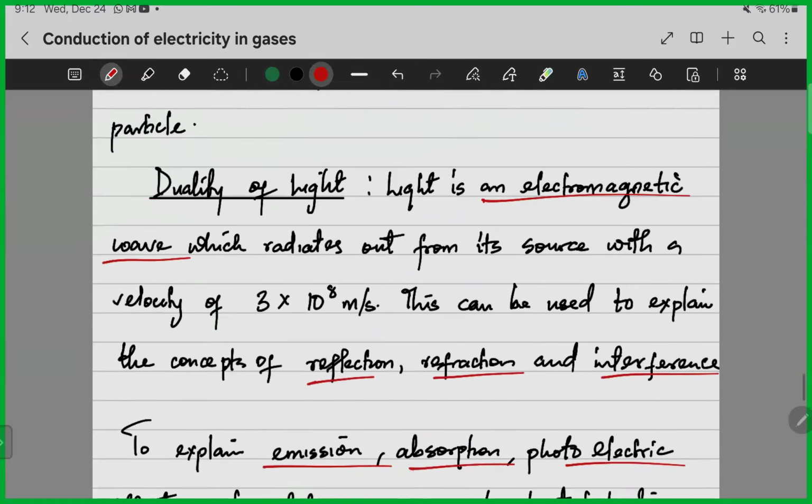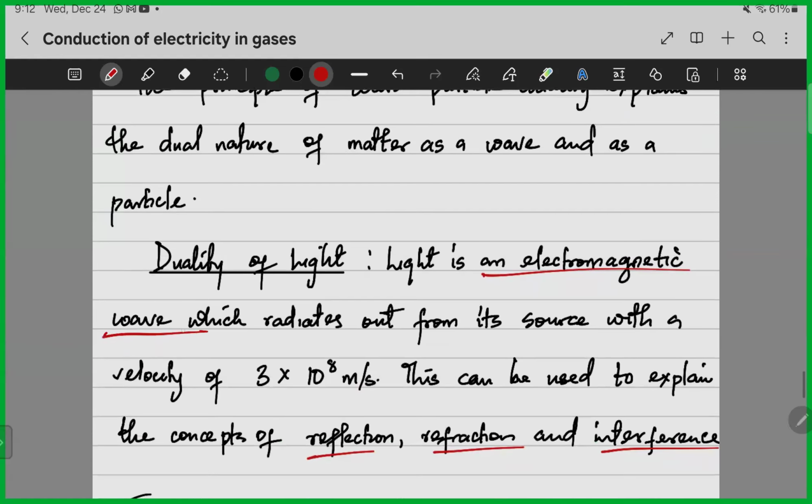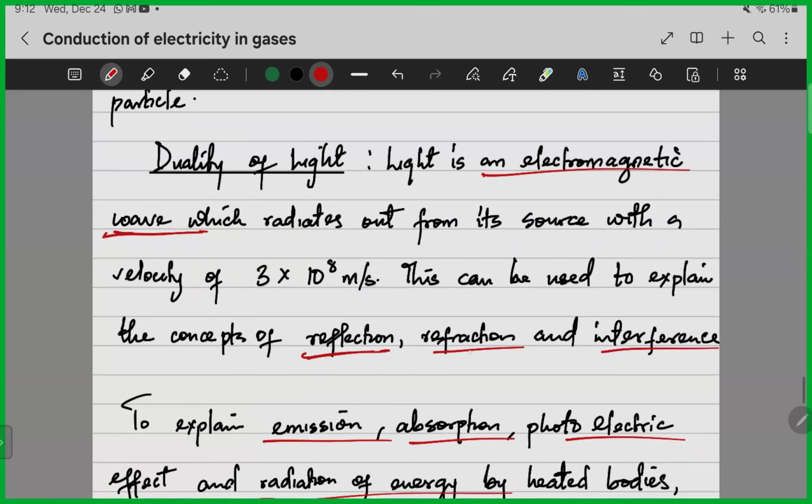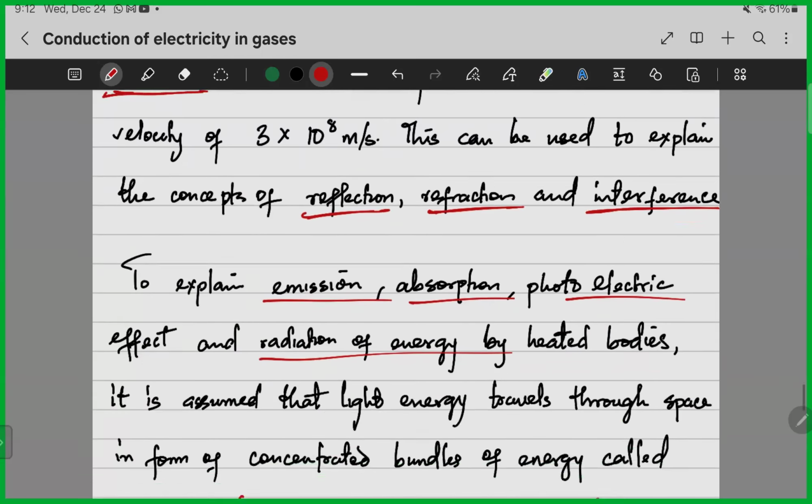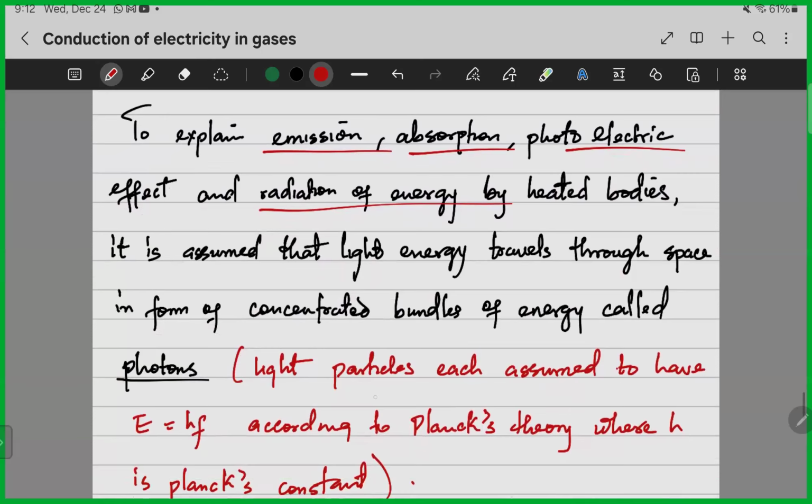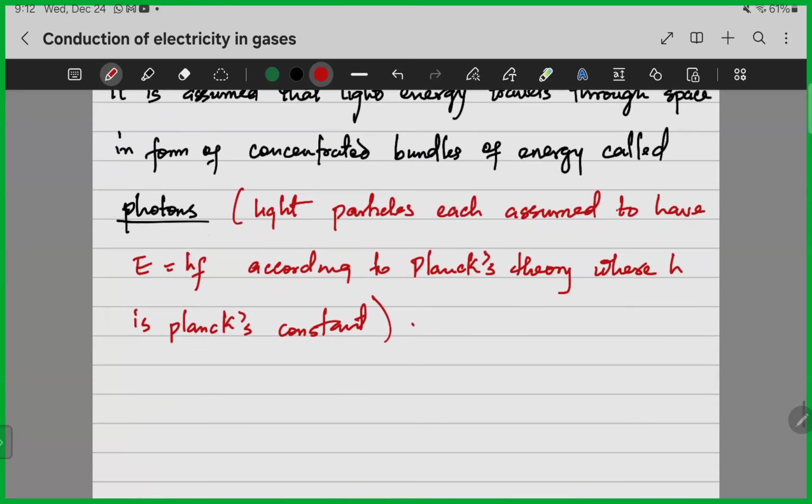So the idea here is that when we talk about light as a wave, we can easily explain reflection, refraction, and interference. When we talk about light as particle, photons, particles of energy, we explain emission, absorption, photoelectric effect, and radiation of energy by heated bodies. Clear?